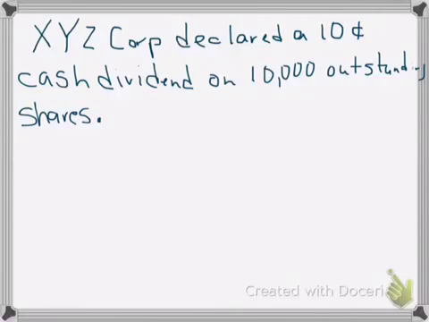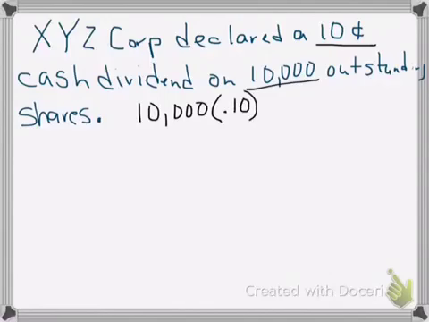So we are actually looking at the journal entries that are required for the cash dividend. What we have to do first is figure out how much the dividend is. It tells us that we have declared a 10 cents cash dividend on 10,000 outstanding shares. So if we had 10,000 shares, each of those shares got 10 cents. What that means is we are actually going to be paying out $1,000.